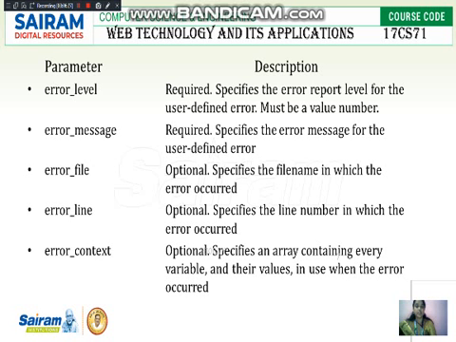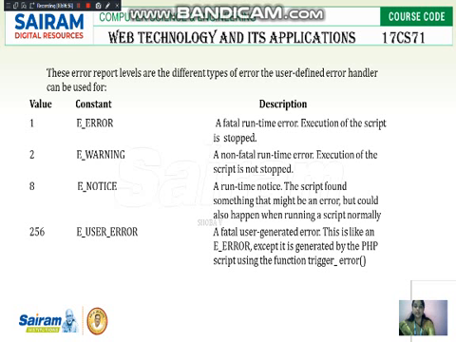For example, if you are using PHP code and you just want to go to the URL in localhost, you can get a proper output. If it doesn't, then you can see at which line number you are getting an error message, all those things. And error context is also optional, and it specifies an array containing every variable value in use when the error occurs. So this is also an error context message.